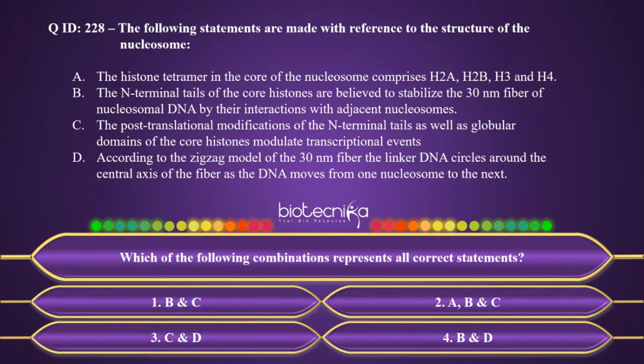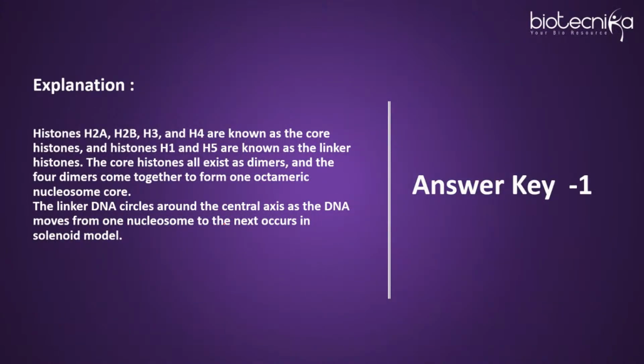Right. So coming to the explanation. Keetana, you are right. Option 1 is the correct one here. The explanation says that the histones H2A, H2B, H3 and H4 are known as the core histones, and histones H1 and H5 are known as the linker histones. The core histones all exist in dimers, and the four dimers come together to form one octameric nucleosome core, right?